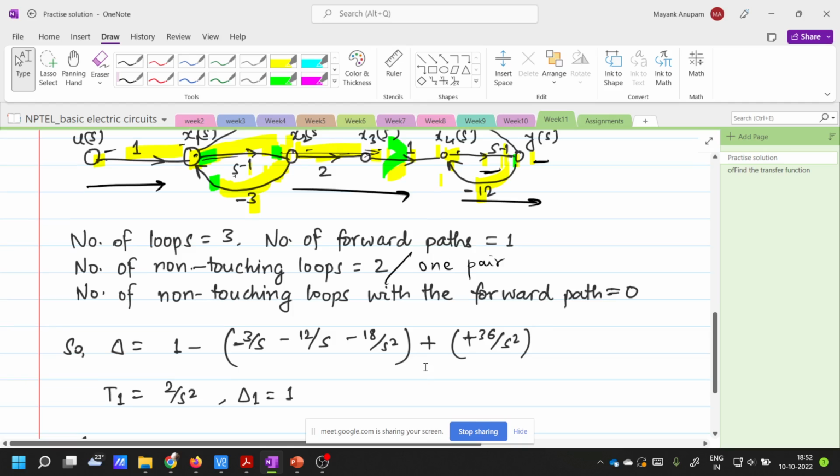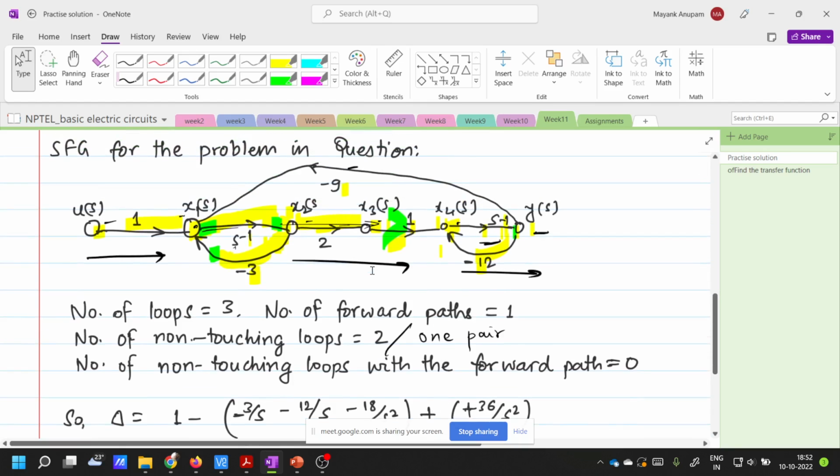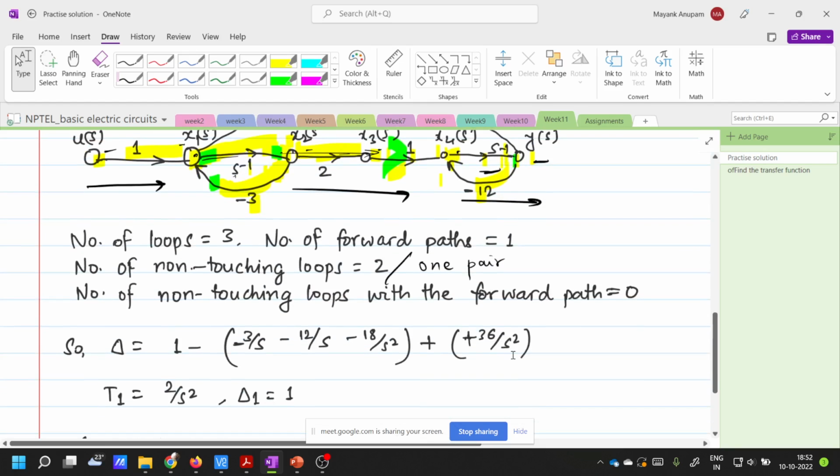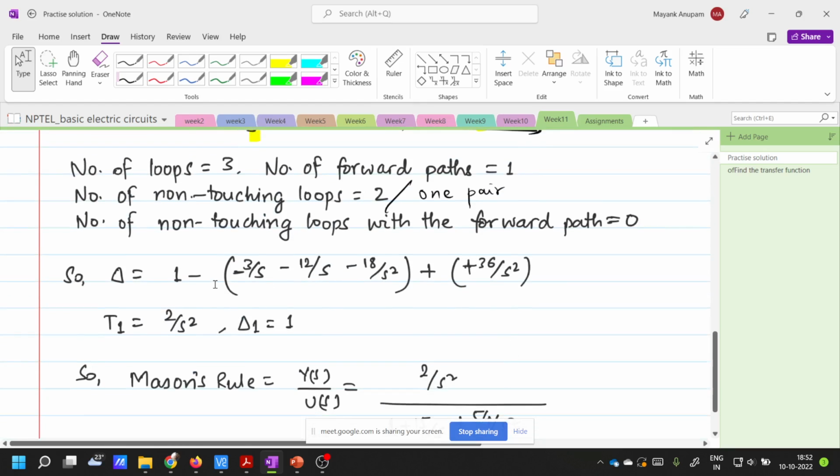Then you have addition: the summation of non-touching loop gains taken 2 at a time. So you simply have one pair, right? This is one loop here, and this is another loop here. This is another loop here. This is one loop here, and this is another loop here, which are non-touching. So you simply have to multiply their gains together. So this will be minus 3 by s multiplied by minus 12 by s. So this becomes 36 by s square. So what is delta? Delta is this.